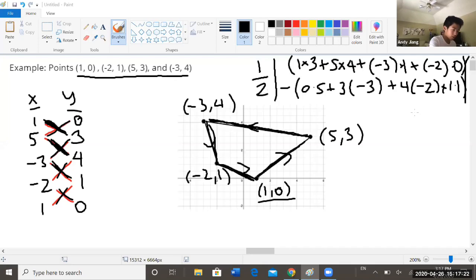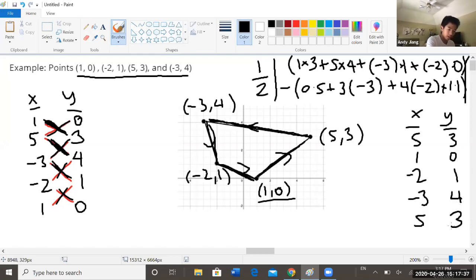So I could have made my table like this too. I could have started from 5, 3, went to 1, 0, then went to negative 2, 1, negative 3, 4, and then back to 5, 3. And I'll get the same answer. That's due to the fact that there's an absolute value here. And all of these numbers are going to be the same regardless.